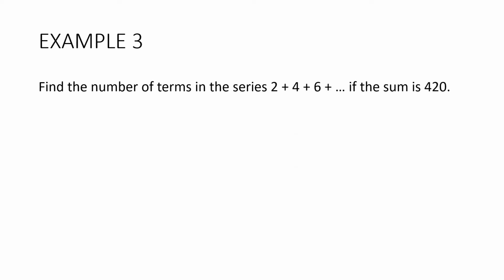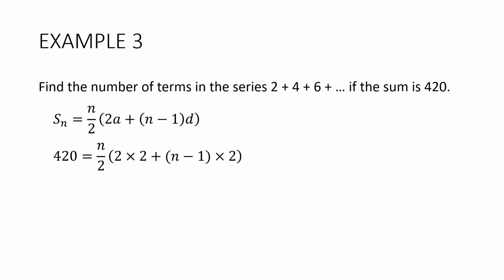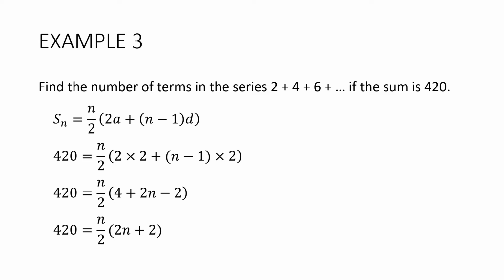Example 3. Find the number of terms in the series 2 plus 4 plus 6 if the sum is 420. So again, let's figure this out. A is 2, D is 2, and we don't know n. Into the formula. This time Sn is going to be 420. So 420 is equal to n over 2, 2 times 2, plus n minus 1, and d is 2. Okay, let's tidy that up. We get 4 plus 2n take away 2, which is equal to 2n plus 2.